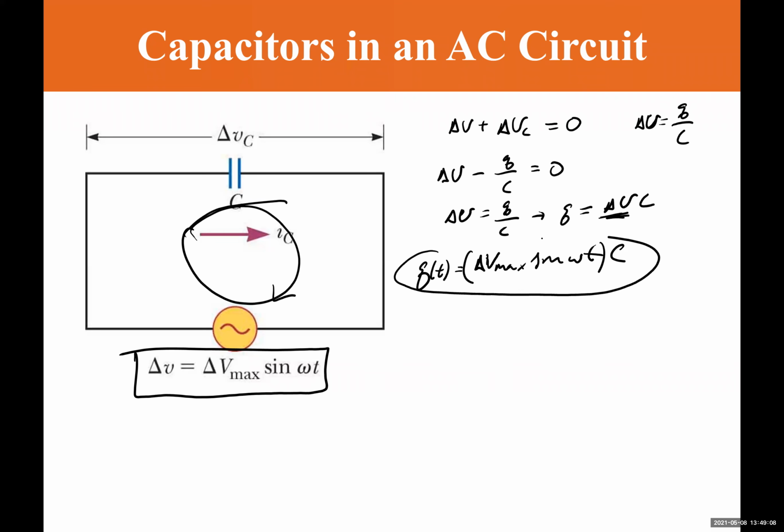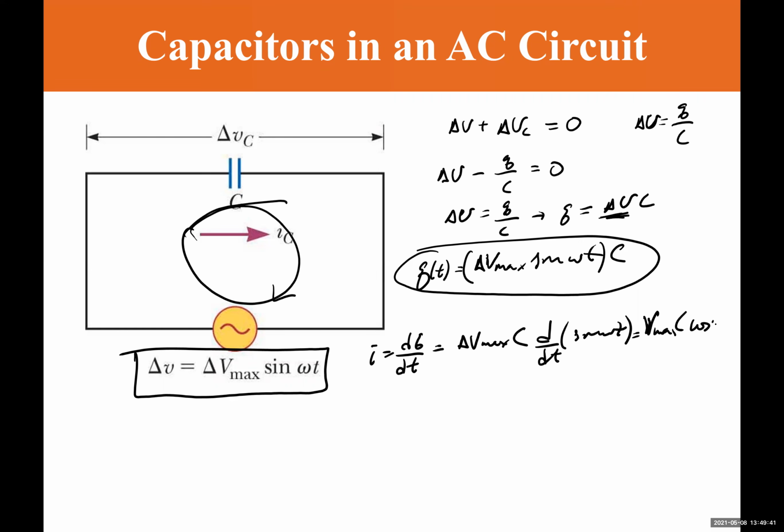Now, what is the relationship of the current to that voltage? Well, we have found the relationship of the charge to that voltage, but we know that current is just dq/dt, so taking the derivative of q as a function of time. Delta V max times C are constants, and we're just doing the derivative of sine of omega t. That gives V max C, and the derivative of sine omega t is cosine omega t, and then we introduce another omega because of the argument of that cosine.